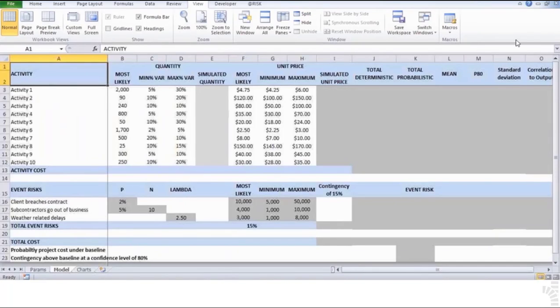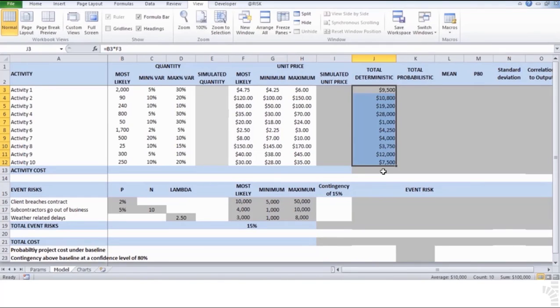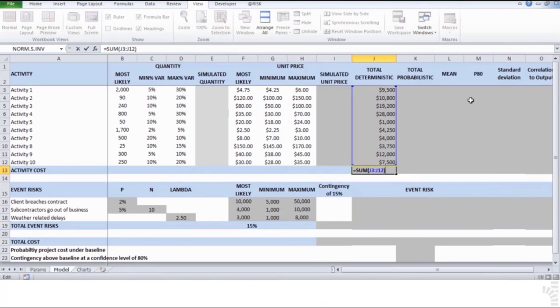1. On the Model tab, go to cell J3 and insert the following formula to calculate the total cost for activity 1: equals B3 times F3. Simply multiply the most likely estimate given for activity 1's quantity times activity 1's price. 2. Copy this function down for all 10 activities. The total activity cost estimate on cell J13 should add up to $100,000.